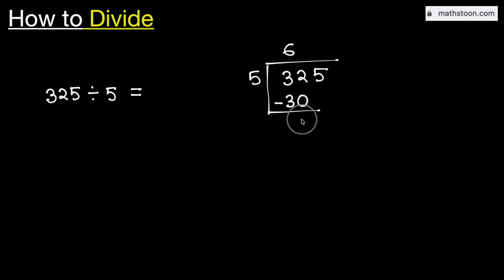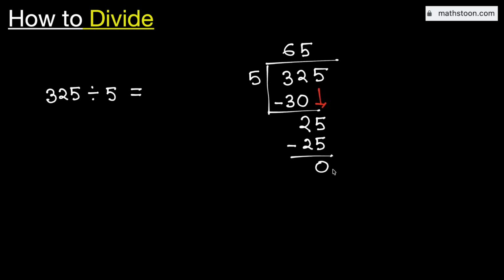Subtract, we get 2. Now see that 2 is less than 5. That is why we will bring down this number 5 here. Now 5 times 5 is 25. Subtract, we get a 0.